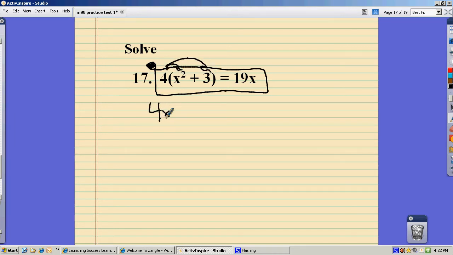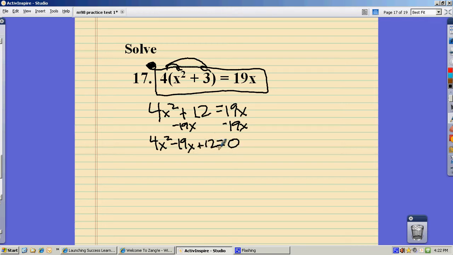That gives me a 4x squared minus 4 times 3, plus 4 times 3 is 12, equals 19x. Then I'm going to try and get it equal to 0 so I can factor it and use that 0 product property. So I'll subtract 19x from both sides. I can't combine any like terms on the right. I'm sorry, on the left. That's a 0 on the right. So I'm going to get 4x squared minus 19x plus 12 is 0.